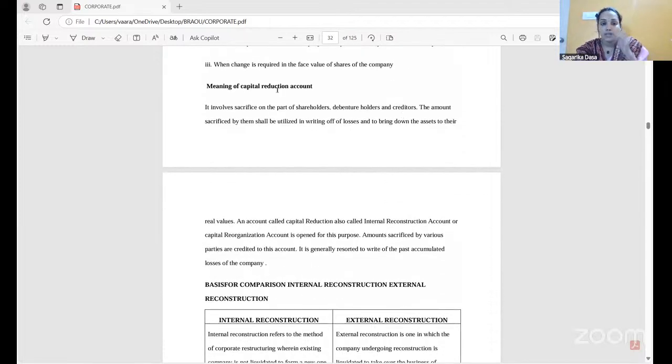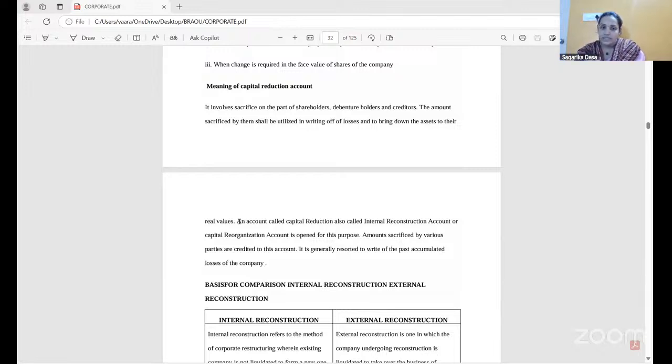Now, the meaning of capital reduction. Because in internal reconstruction we are talking about reducing the capital, it involves sacrifice on the part of the shareholders. Shareholders have to sacrifice their part because capital must be reduced. Debenture holders and creditors also have to sacrifice some part because their claims are going to be reduced. The amount sacrificed by them shall be utilized in writing off the losses and to bring down the assets to their real values.